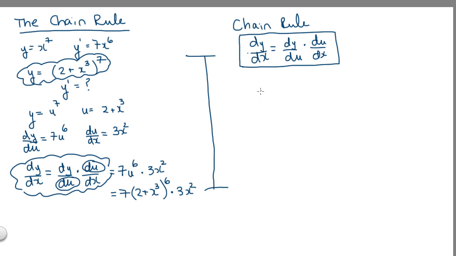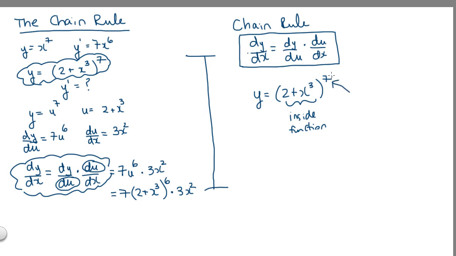So let's break down what we did here. We started with a function y, which looked like 2 plus x cubed, all raised to the 7th power. Now we can think of y, this function here, as a composition of functions, meaning there's an inside function. So the inside function is 2 plus x cubed, and then some other operation is being performed on that inside function. So the other operation is the operation that raises a quantity to the 7th power.